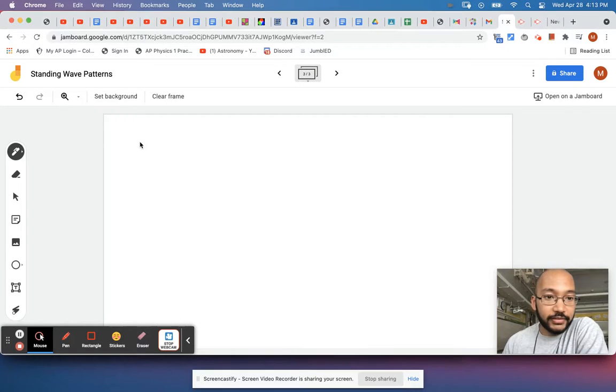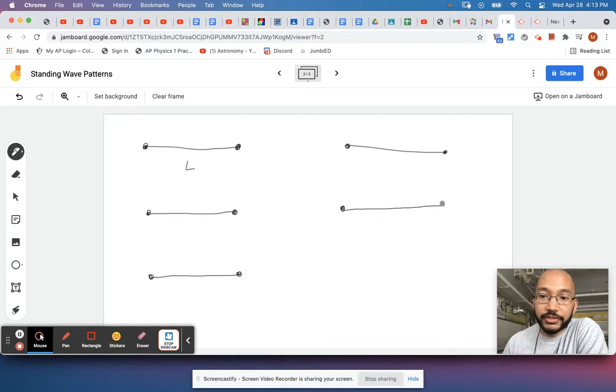Let's look at a string of length L that's sort of nailed down, fixed at both ends. And I'm going to look at the first 5 standing wave patterns. So what are we trying to do here? We're trying to get an equation for the frequencies that are allowed on these strings of length L. So something you can do, you can pause the video and try to draw what are the patterns. What do they look like, number one?